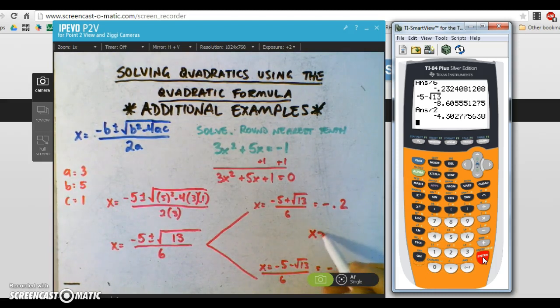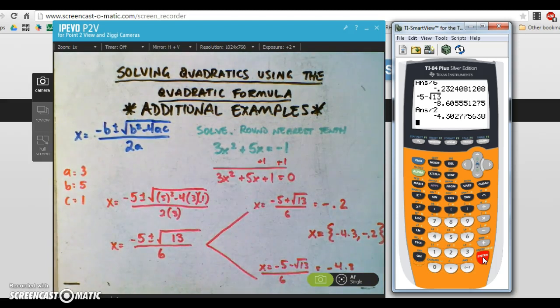So there would be my solutions. This time I'm going to write it in set notation, just to be different. So I've got negative 4.3 and negative 0.2, and those would be my solutions. Now I could check those. I could substitute them in for x into my original and make sure I get something that's true, or we can use that graphing method that I just showed you.